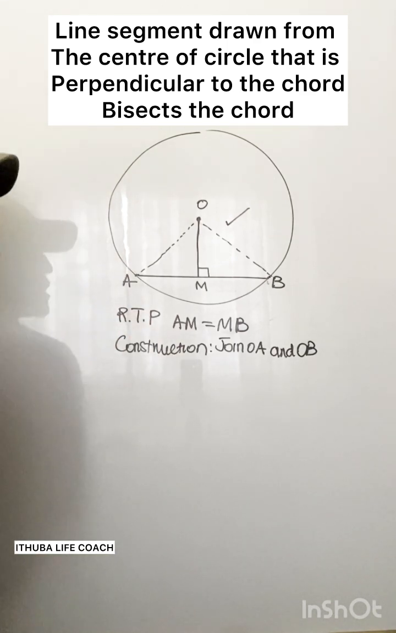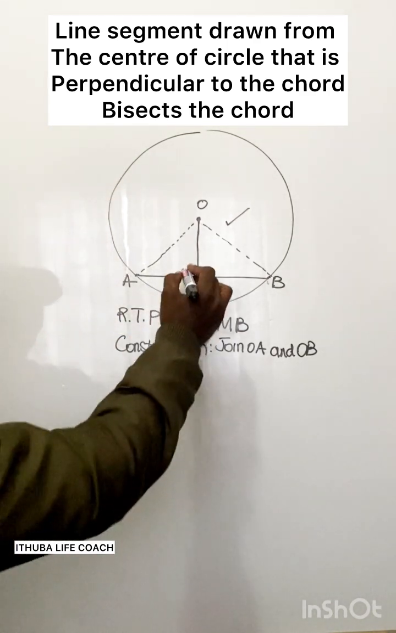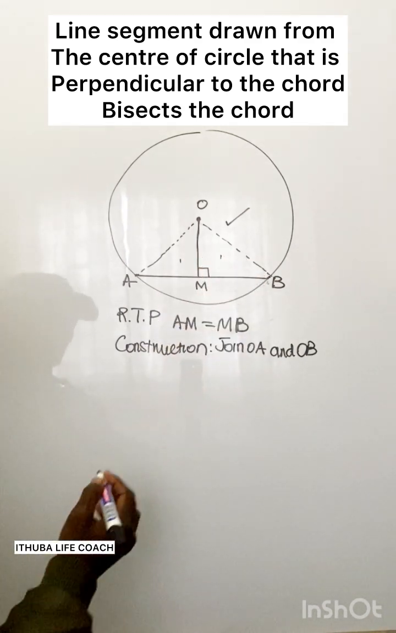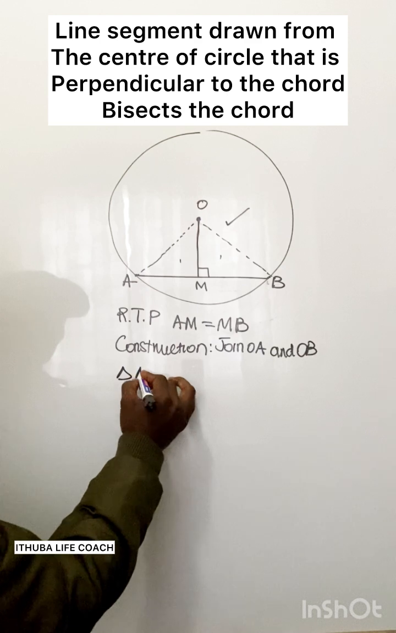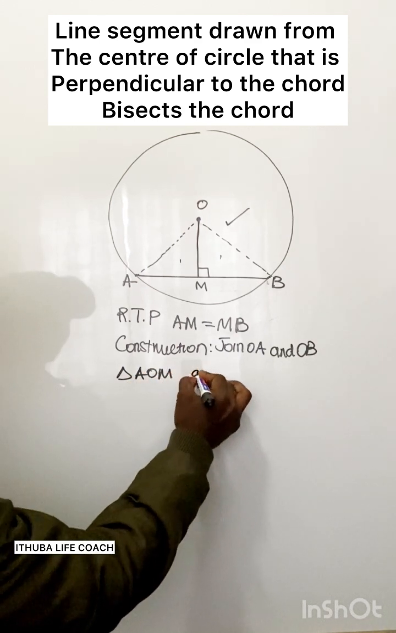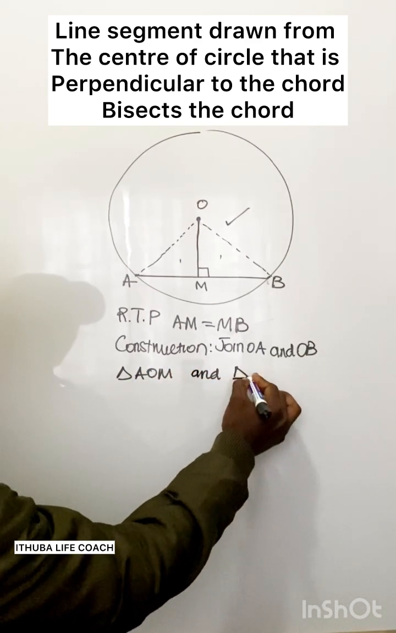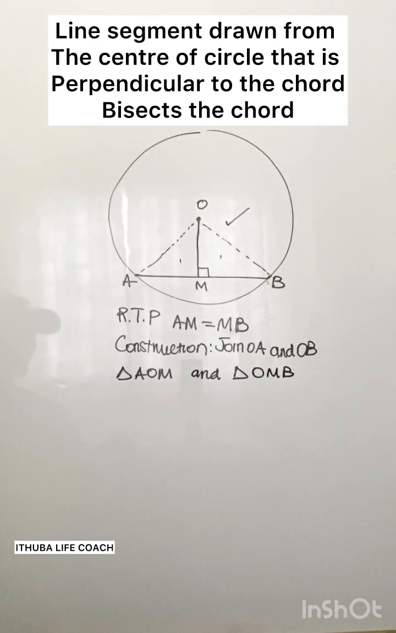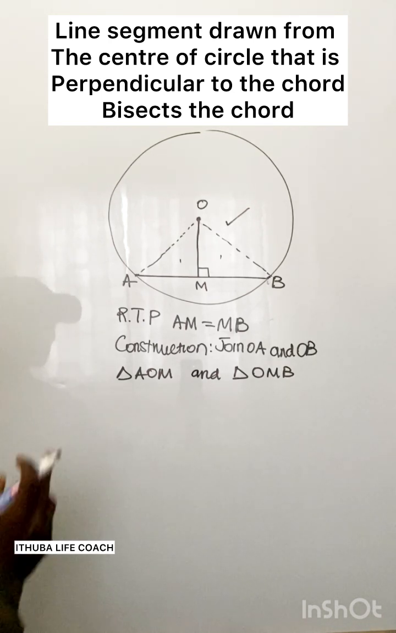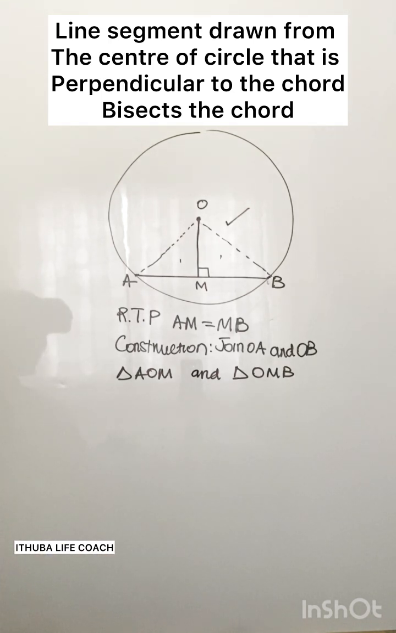Now number 2, now we prove. Now we have triangle 1, we have triangle 2. So we have 2 triangles now. We have triangle AOM, and we now have triangle OMB. This is a triangle that we have. Now on these 2 triangles that we have, we are going to prove that they are congruent.